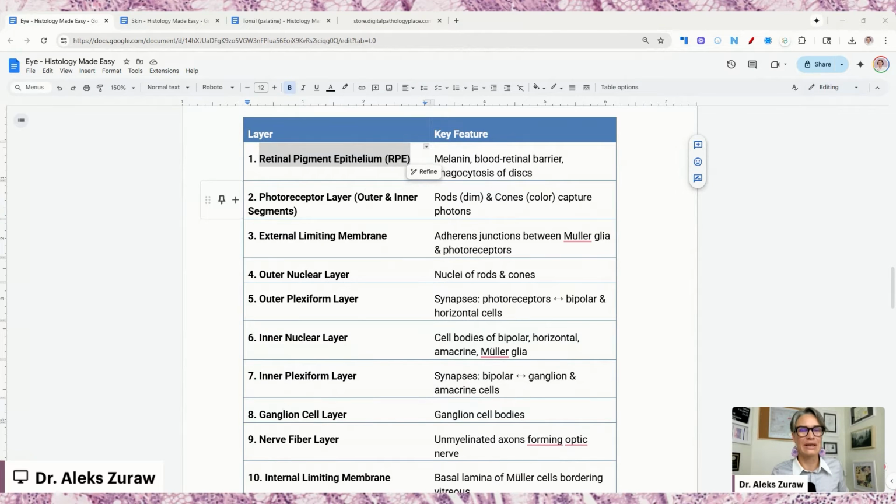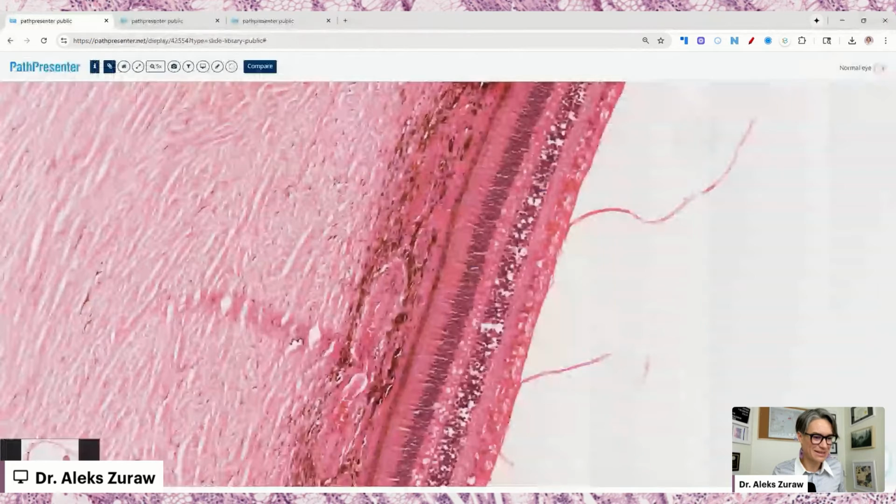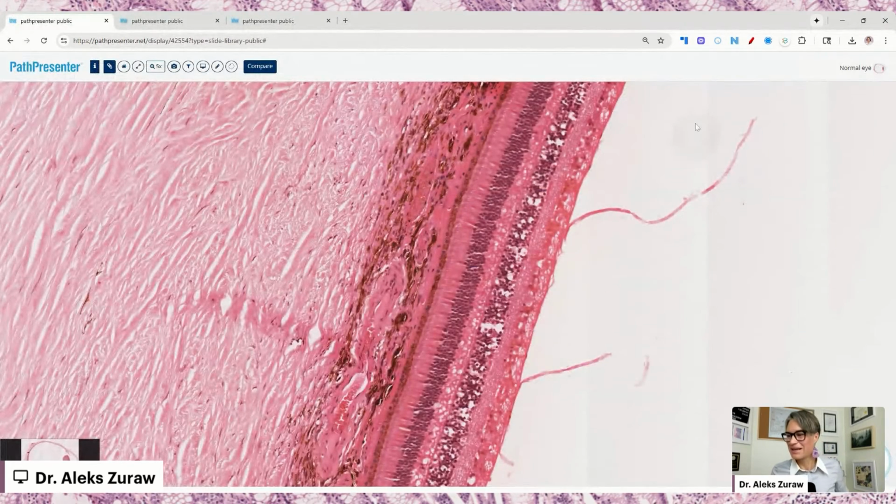Retinal pigmented epithelium, photoreceptor layer, external limiting membrane, outer nuclear layer, outer plexiform layer, inner nuclear layer, inner plexiform layer, ganglion cell layer, nerve fiber layer, and internal limiting membrane. So a lot of membranes, I have to say. And now let's look at them on the image itself.